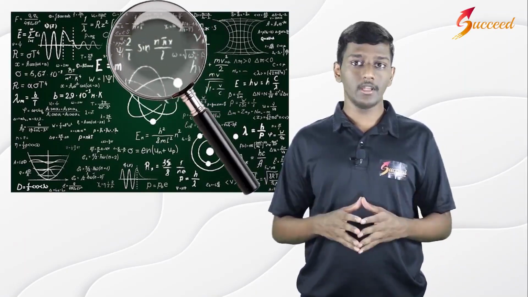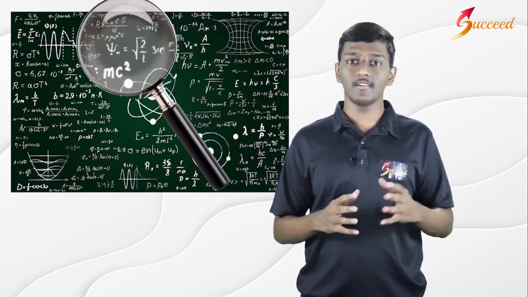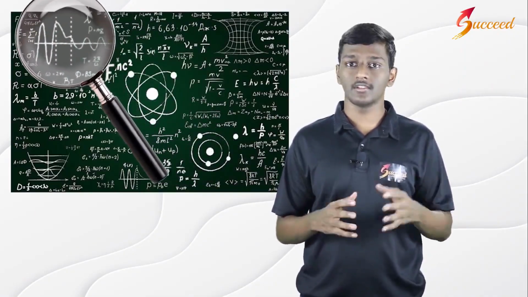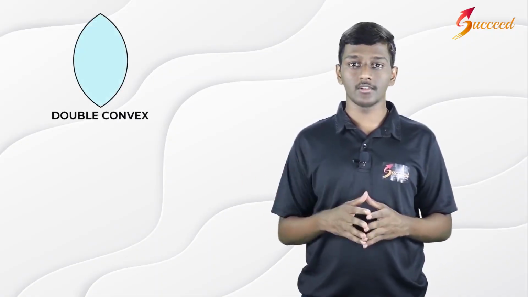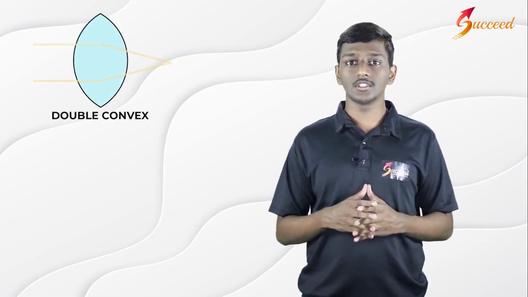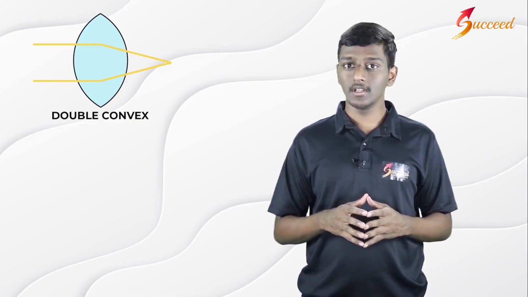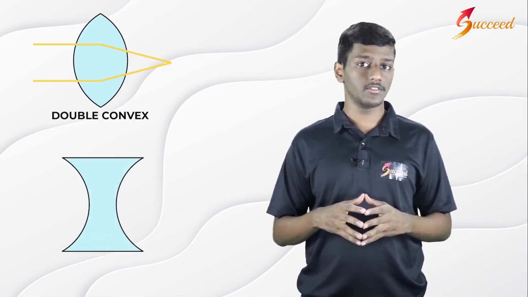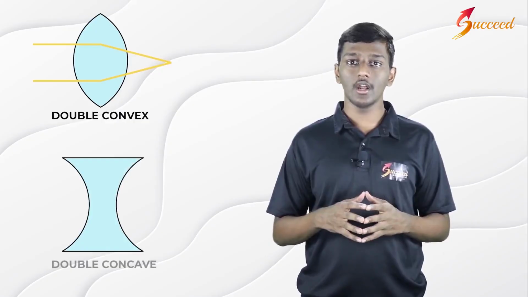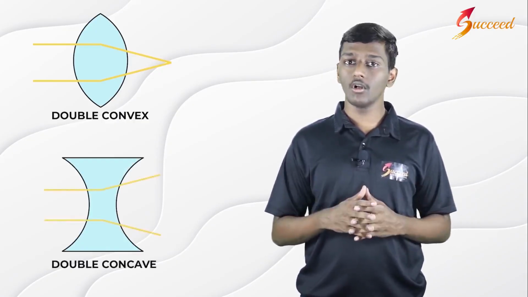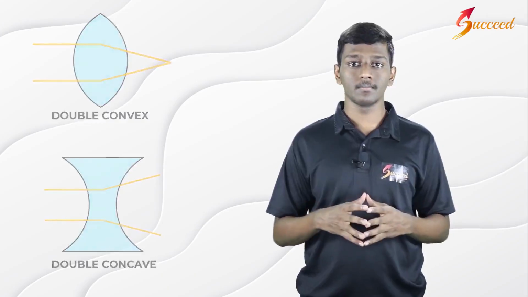A transparent medium bound by two surfaces, either of which is spherical, is called a lens. If it is bulging outwards, then it is called a double convex lens. It converges all the parallel light falling on it. Similarly, if the bulging is inwards, it is called a double concave lens. It diverges all the light falling on it.